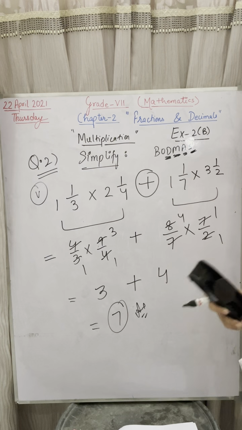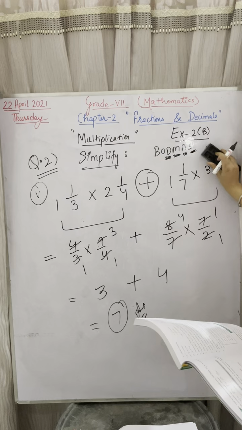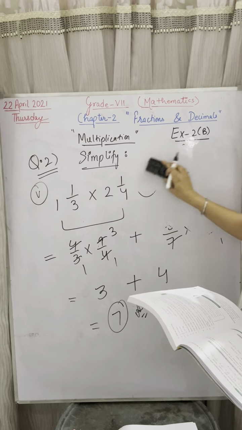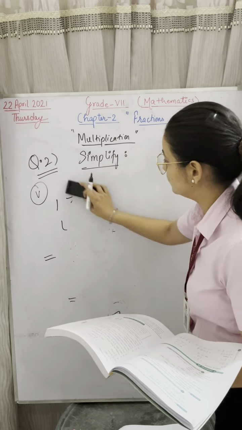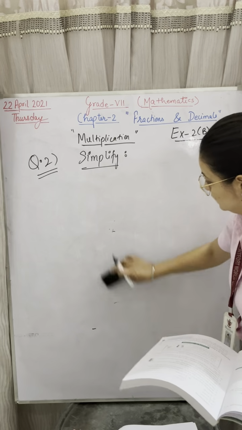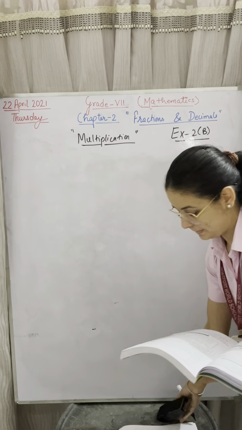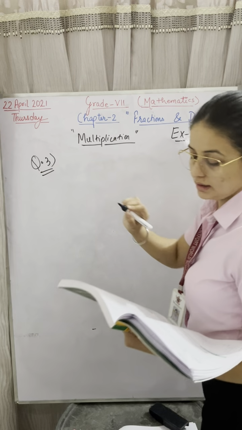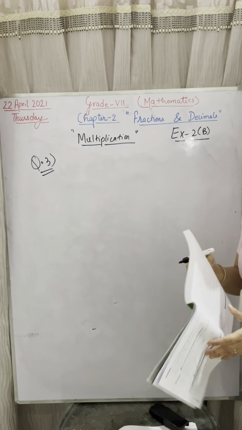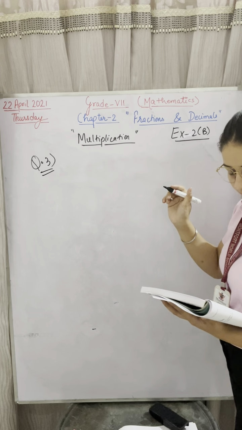Now, the rest of the parts are your homework, because they are very similar and I can't solve these simple questions in the class. These are your homework questions. Next is question 3. In question 3, you have to find out the value. So what is given?